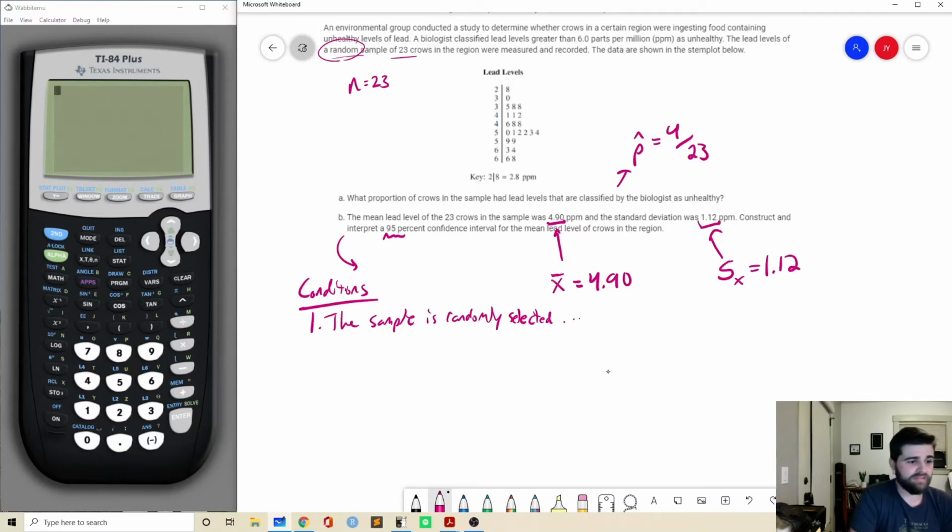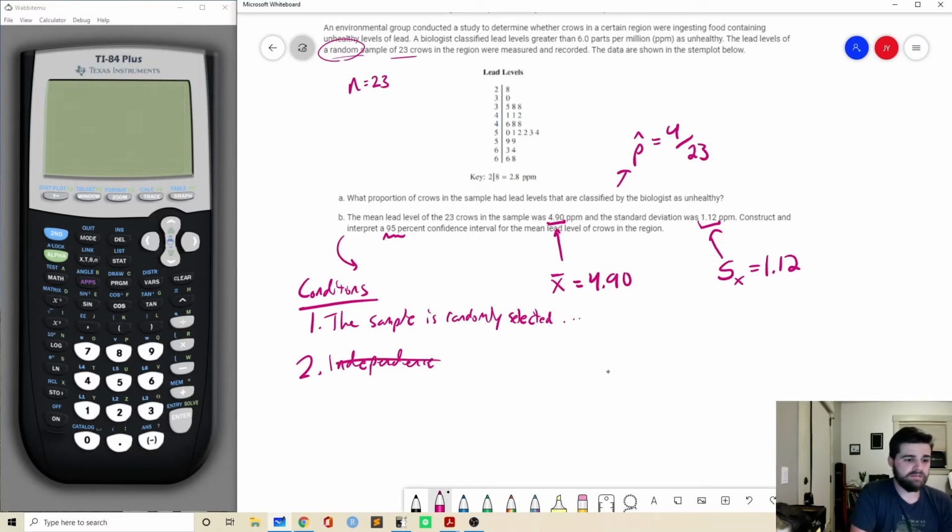And maybe you should write that down, but I'm going to save some time. Next, we're going to check for independence. And often we don't actually meet this condition. It's not typical to have independence when we take a true sample, right? We're not going to measure the lead in a crow and then put it back in and then take the same crow again and test it again. We don't usually sample with replacement.